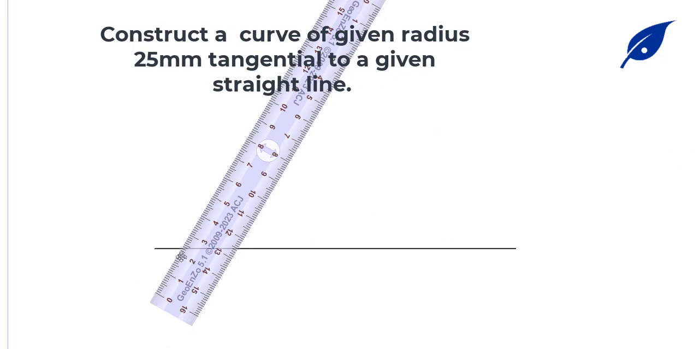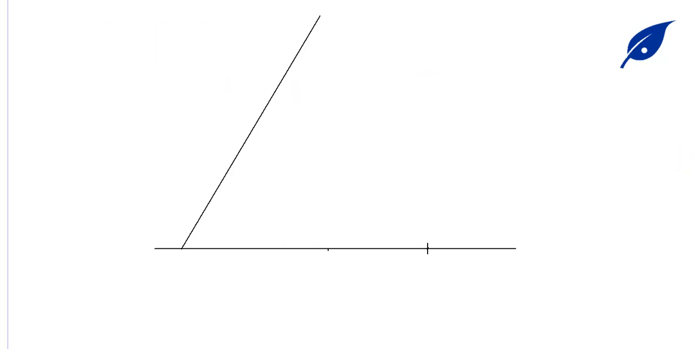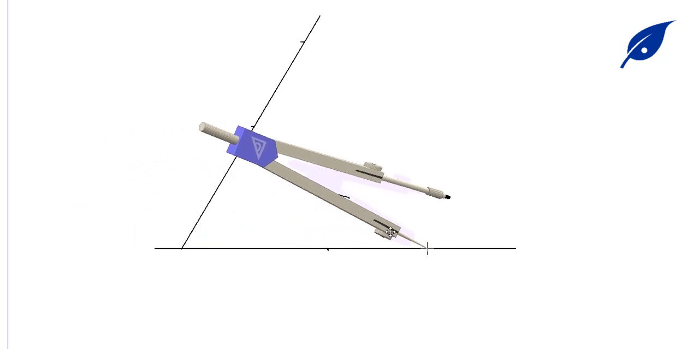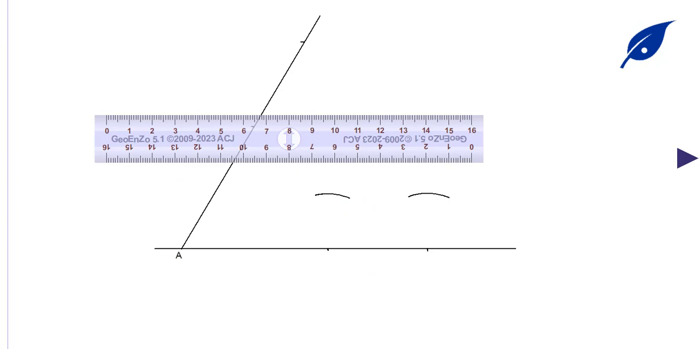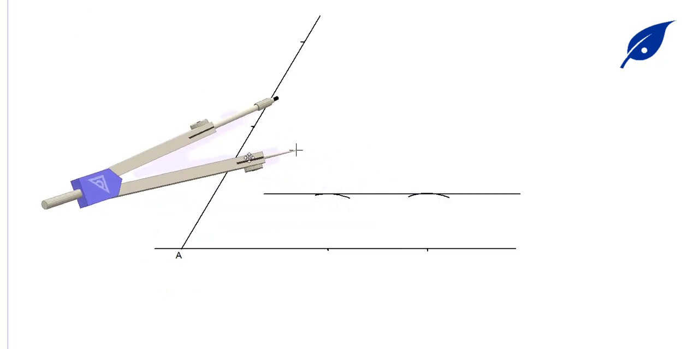In this video, we're going to construct a curve of a given radius 25 mm tangential to a given straight line. So with two straight lines at an angle, they meet at a point. The point where they meet, we're going to create an arc at that point. So we're going to produce a parallel line to each of those straight lines. We'll start with this one, produce the parallel line here with the radius 25, since the radius of the arc we're going to do is 25 mm.